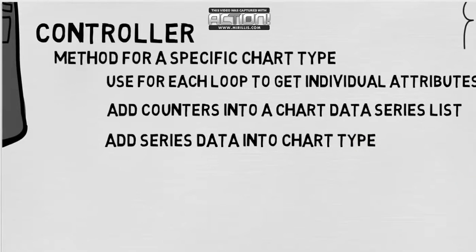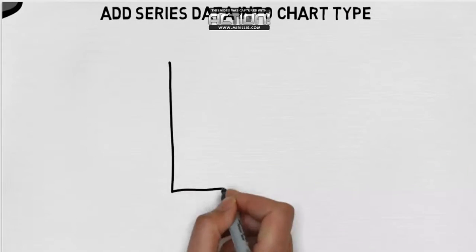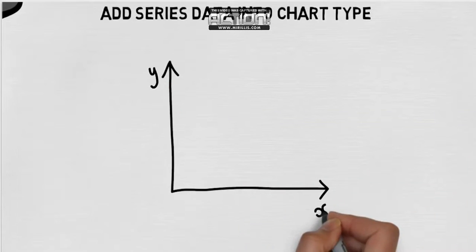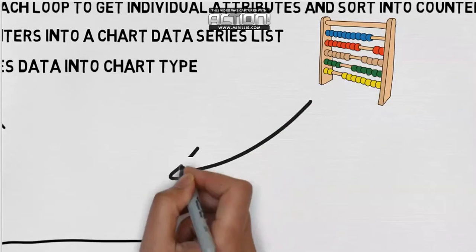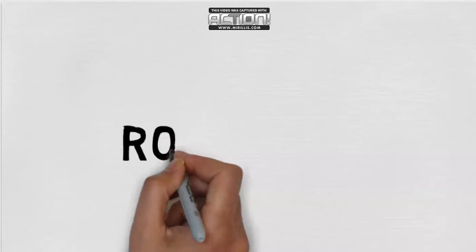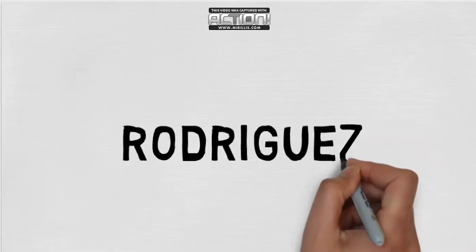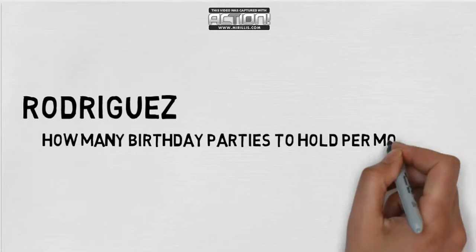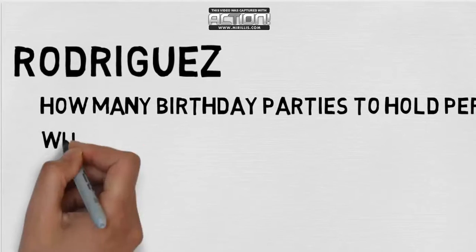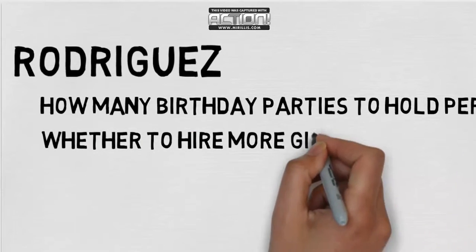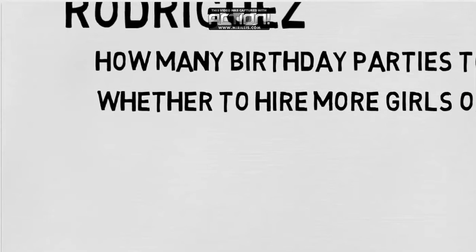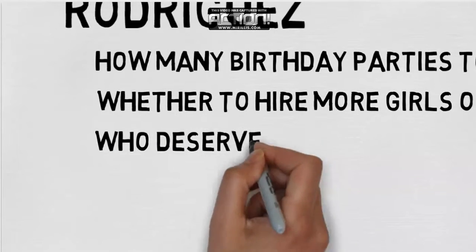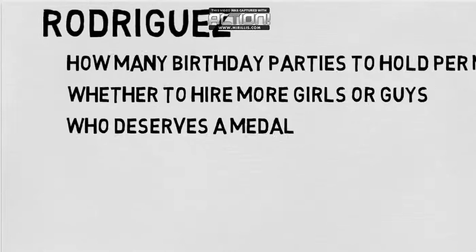So basically you're moving the abacus into your chart, like so. So by following these simple steps, Rodrigo is able to simply find out the number of birthday parties to have per month for his employees, whether to hire more girls or guys, who to reward a medal to for their outstanding achievements, and what their next weekly social sporting events should be.